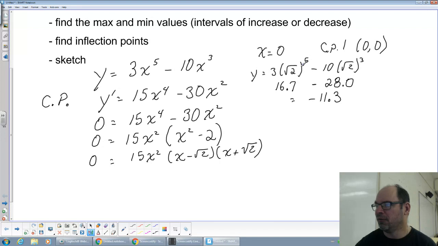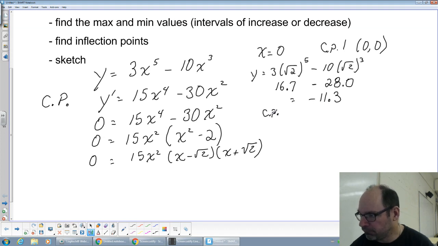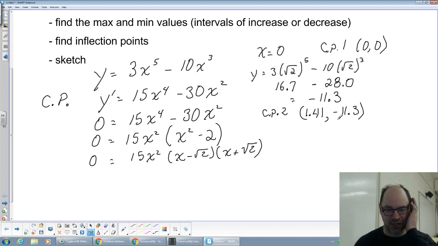If you wanted to do roots and stuff, you could have done that as well. But since we're doing a sketch, we'll just do an approximation. So let's do critical point 2. Critical point 2 is root 2, or 1.41, and negative 11.3. If you worked it out with roots, it ends up being root 2 and negative 8 root 2.